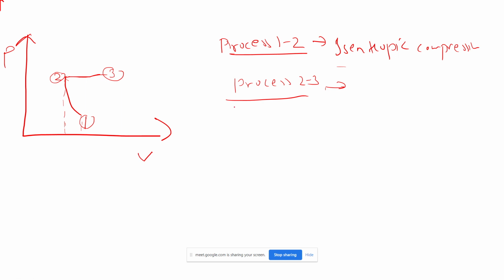So what will happen here? Heat addition will take place at constant pressure.